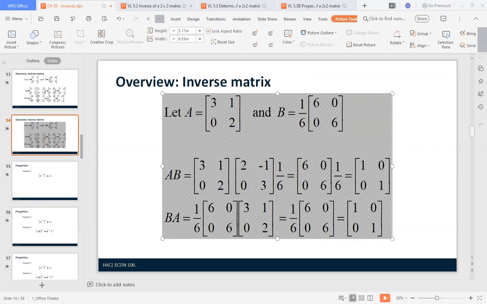So what I'm doing right now is to give you again just an overview of what an inverse matrix is. But then again, we can go back to this one later, but we know how to solve for a determinant already.